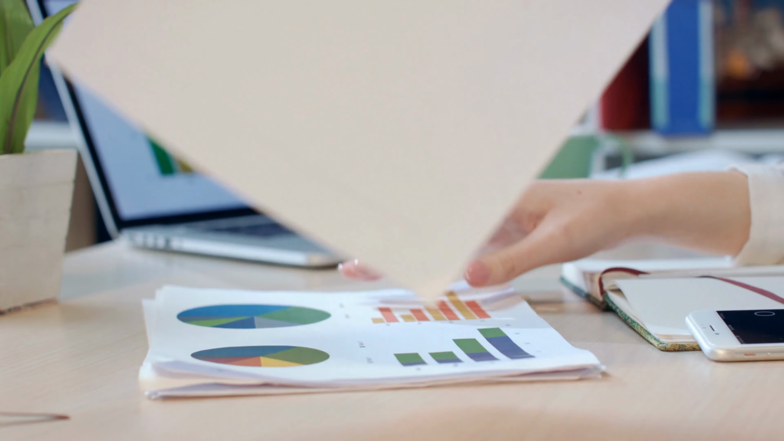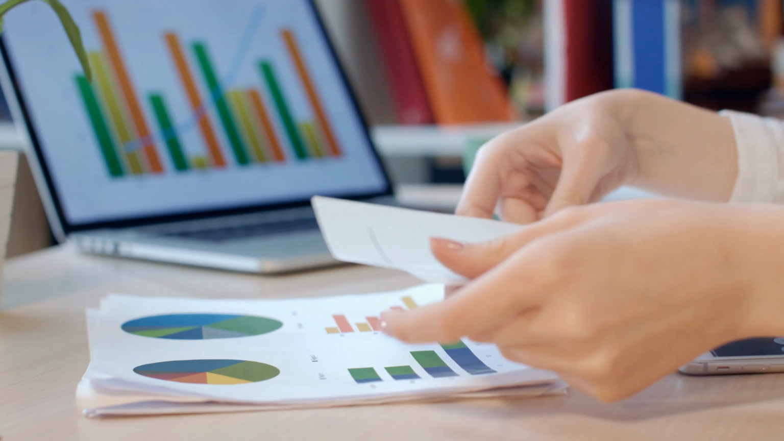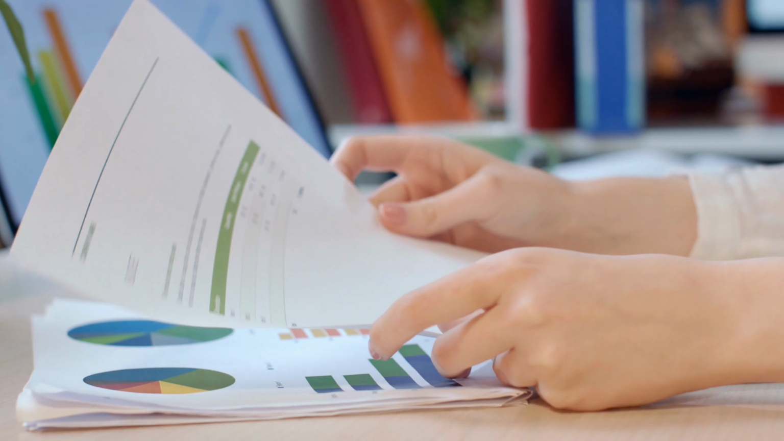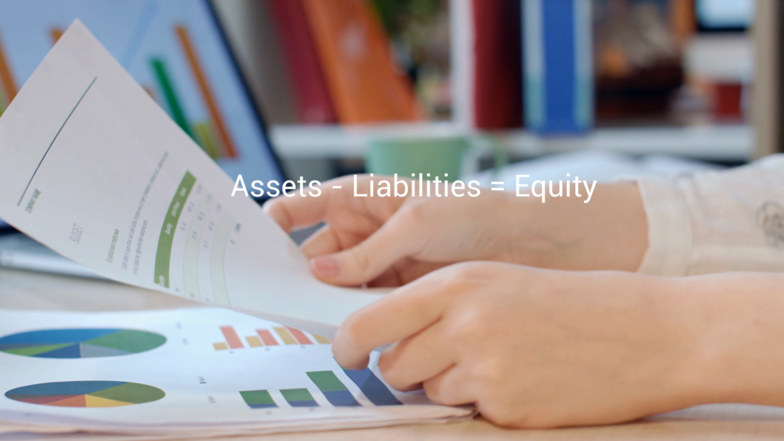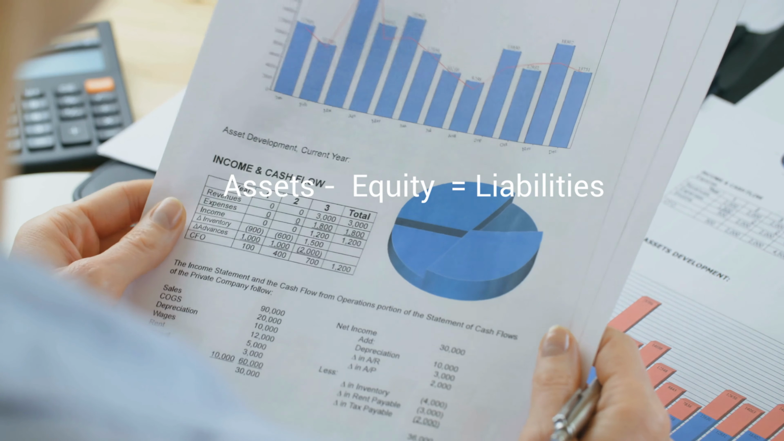And another thing about the accounting equation is you can rearrange it. It doesn't have to always be assets equals liabilities plus equity. It could be assets minus liability equals equity, or assets minus equity equals liabilities. You can rearrange this equation if you want to.